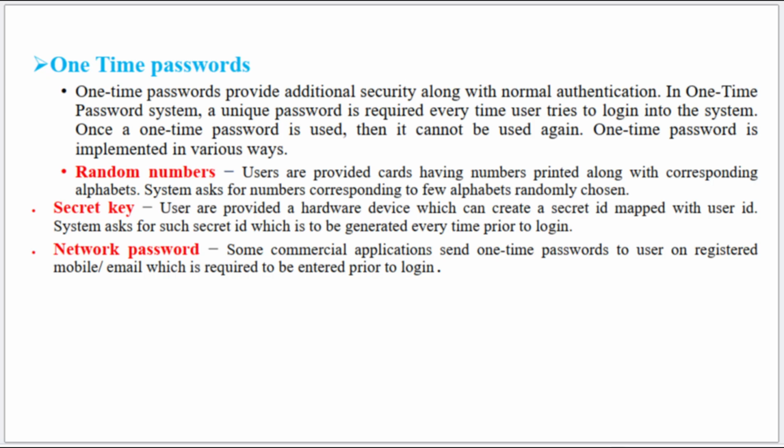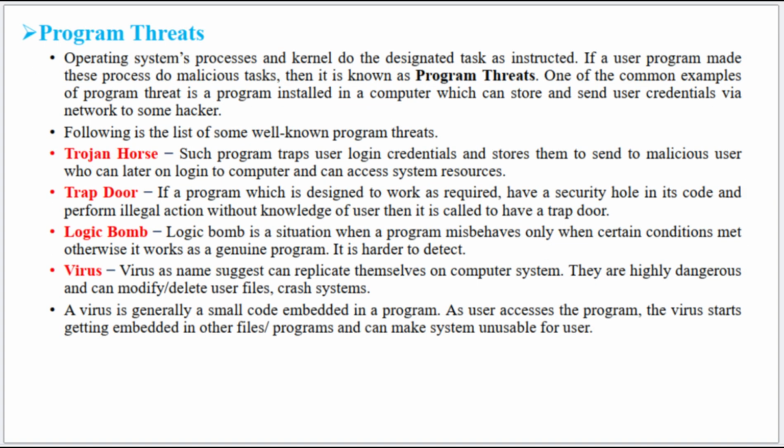5. Program threats. Operating system processes perform tasks as instructed. If another program makes these processes do malicious tasks, then it is known as a program threat. One of the common examples of a program threat is a program installed in a computer which can store and send user credentials via the network to some hacker. Following is the list of some well-known program threats. Trojan horse: such a program traps user login credentials and stores them to send to a malicious user who can later on log into the computer and access system resources.